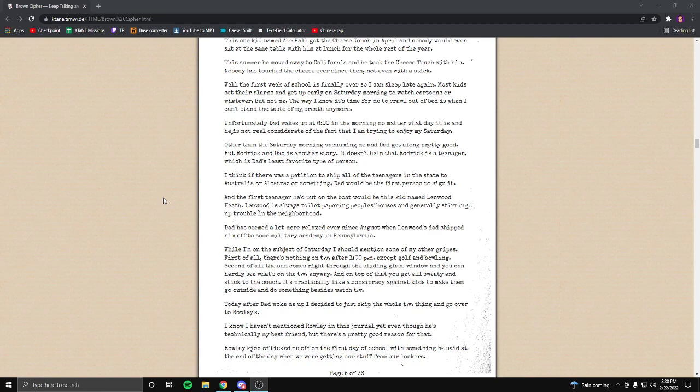And the first teenager he'd put on the boat would be this kid named Lenwood Heath. Lenwood is always toilet papering people's houses and generally stirring up trouble in the neighborhood. Dad has seemed a lot more relaxed ever since August when Lenwood's dad shipped him off to some military academy in Pennsylvania. While I'm on the subject of Saturday, I should mention some of my other gripes.